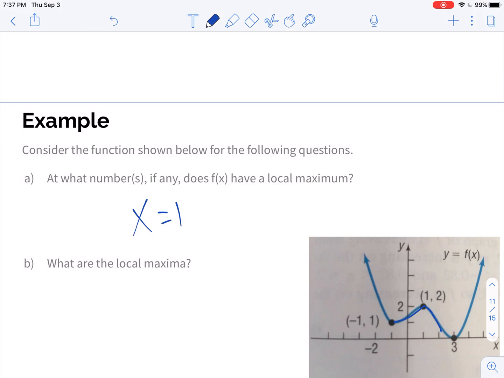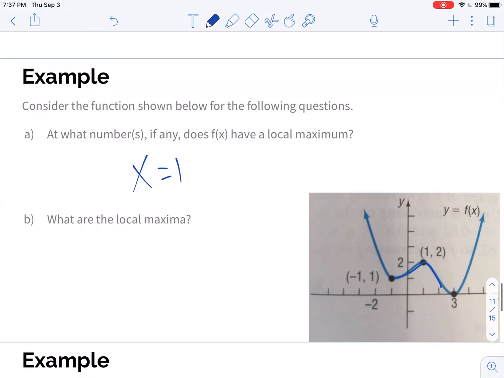So we've got a local maxima at x is equal to 1. And what is the local maxima? Well, that's where we give the ordered pair (1, 2). If you're asking where is the maxima, you're asking, at what x value does the maxima occur? If you're asking for what the value of the maxima is, then I need to know both the x and the y because I want to know everything about the maxima.